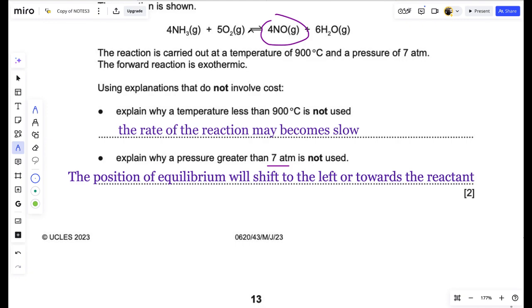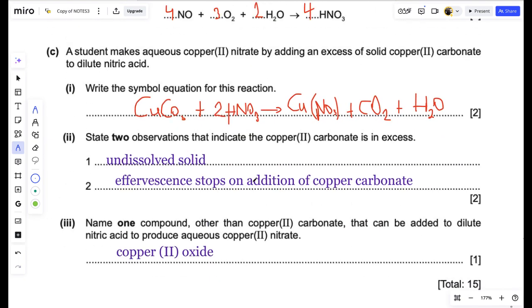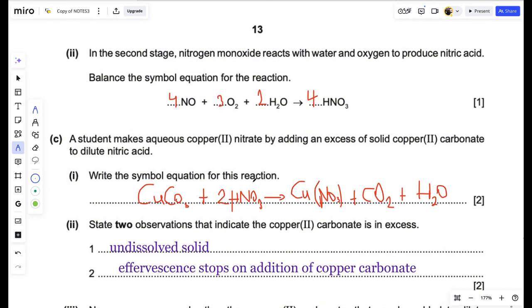So for pressure, this is how you explain it. For temperature, you talk about a slower or faster reaction, depending on the condition that has been given to you. Okay, we move to the next one. In the second stage, nitrogen monoxide reacts with water and oxygen to produce nitric acid. Balance the symbol equation for the reaction. They've written the reaction, they want us to balance it. Balancing of equations, this one from grade 9, you should know how to do.